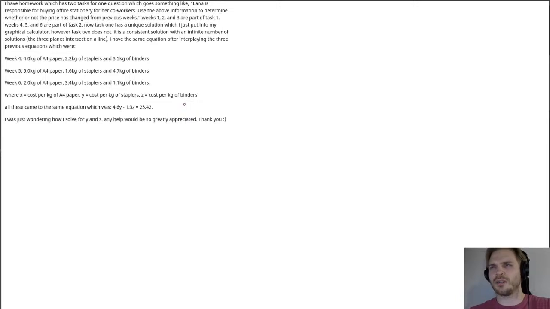Now, task 1 has a unique solution which I just put into my graphical calculator, however, task 2 does not. It is a consistent solution with an infinite number of solutions. 3 planes intersect in a line. I have the same equation after interpolating the 3 previous equations, which are okay.